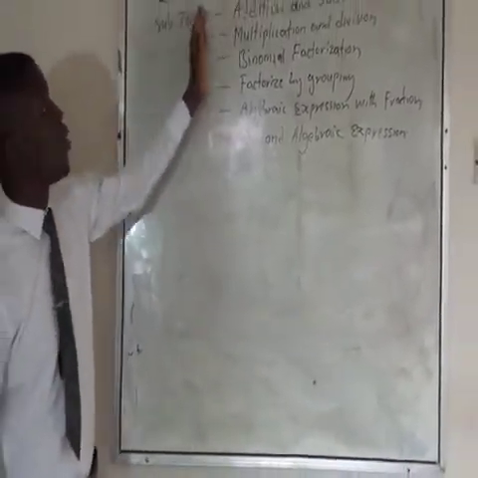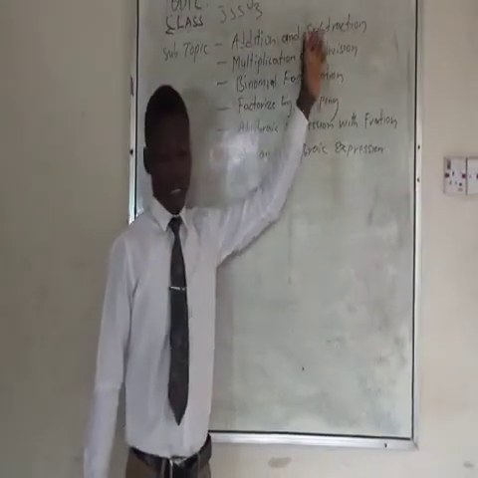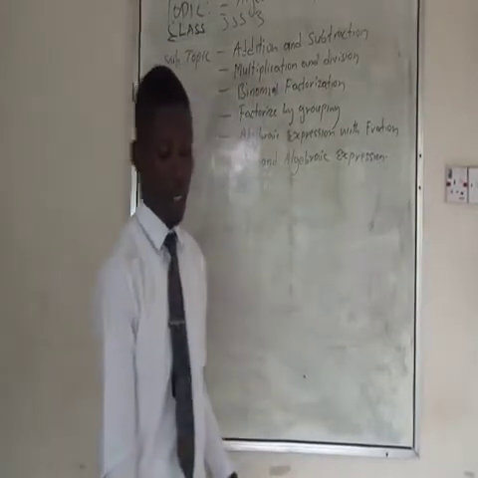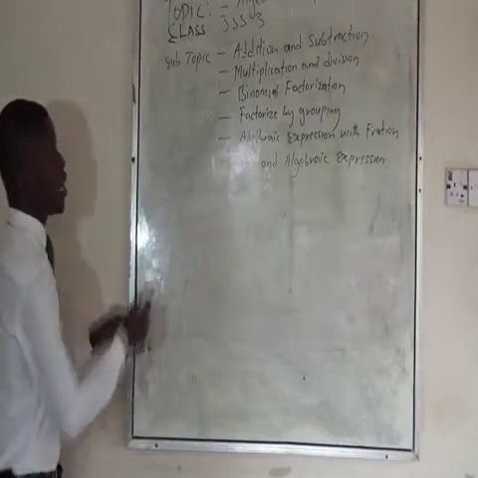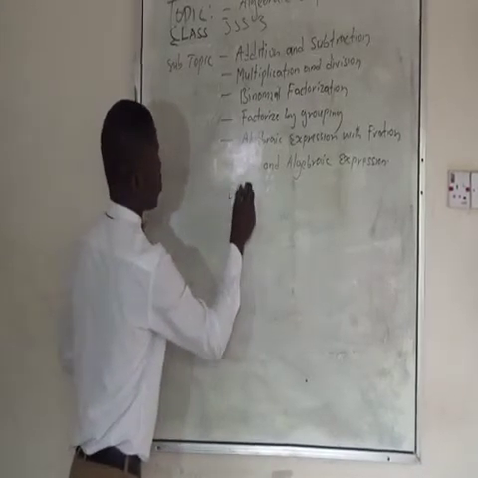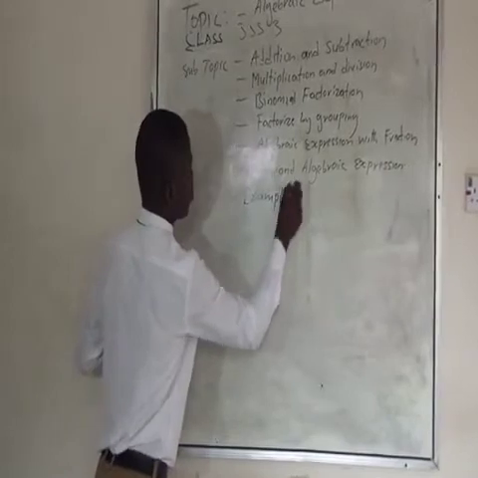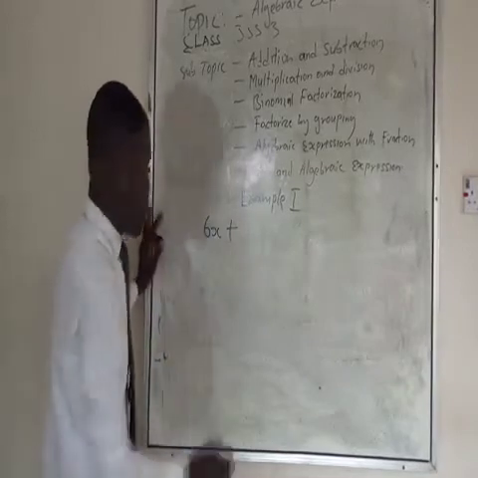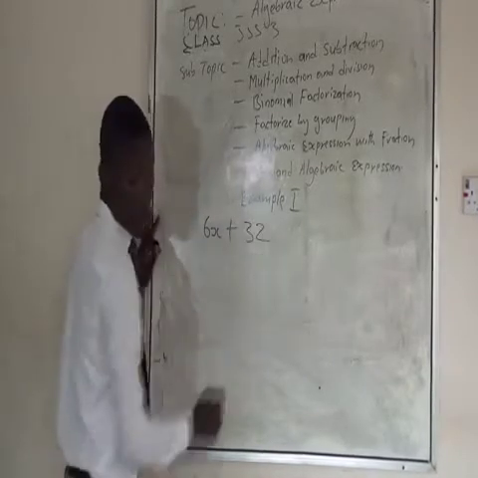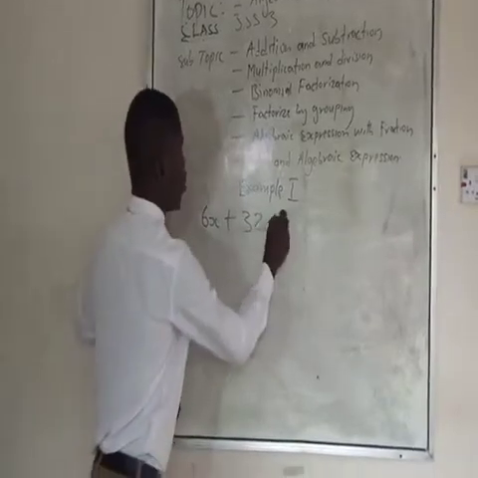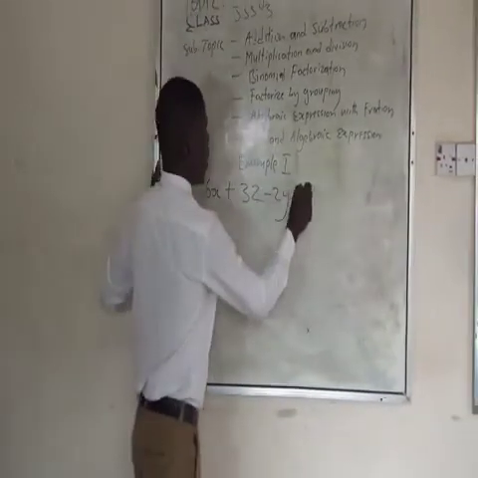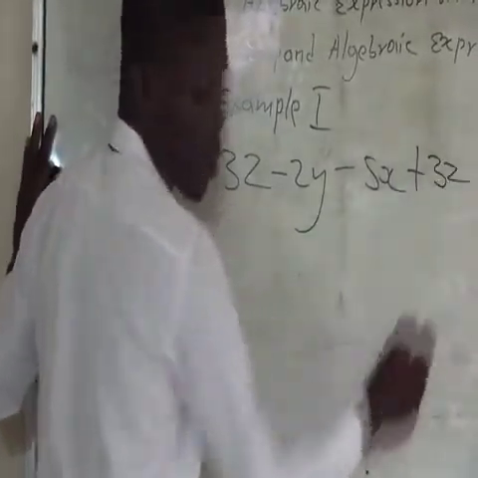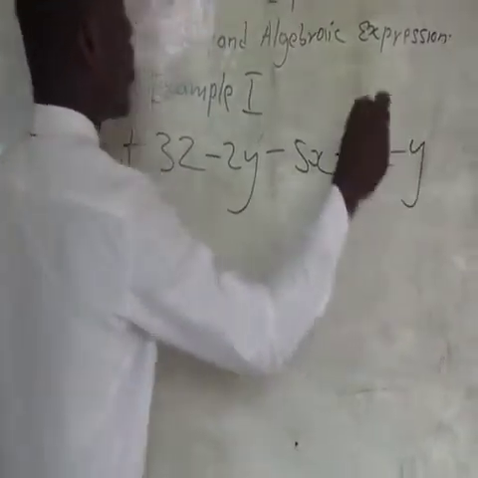We'll ask ourselves a question: what is addition? What is subtraction? Addition is the sum of numbers, while subtraction is the difference of numbers. Example 1, we have 6x plus 3z minus 2y minus 5x plus 3z minus y. What do we do now?